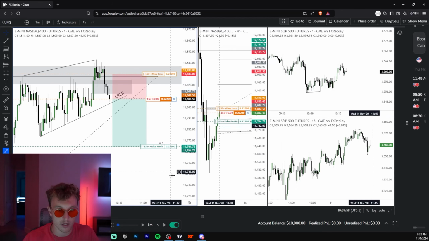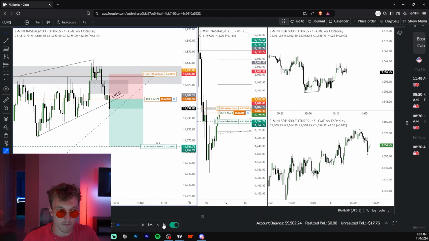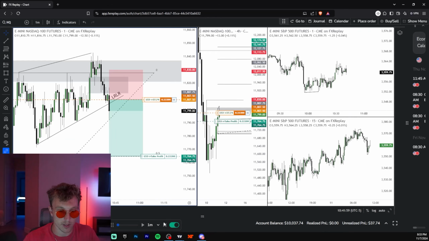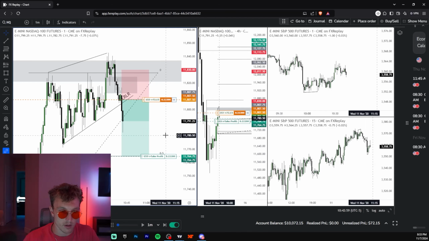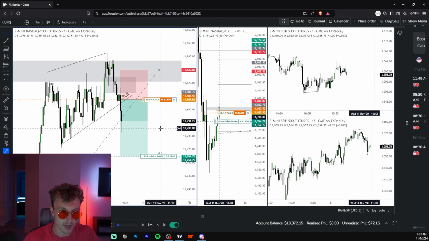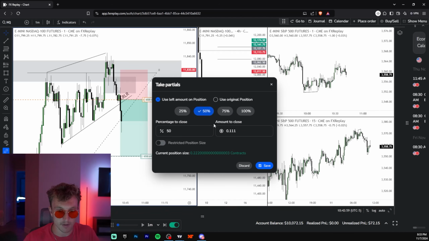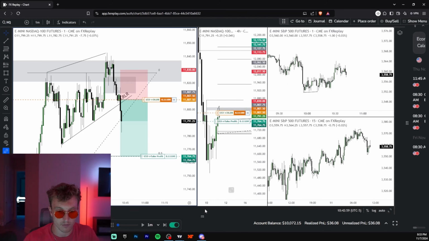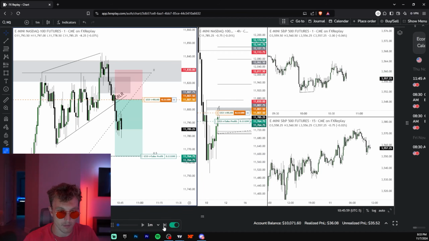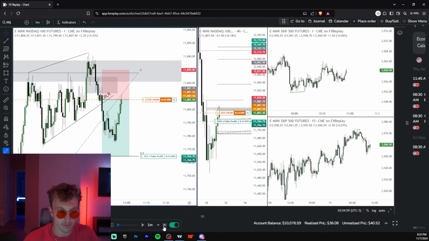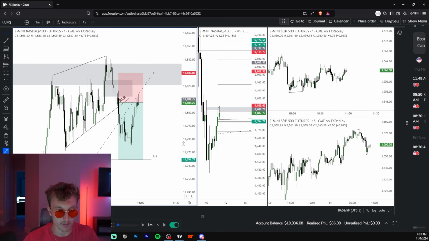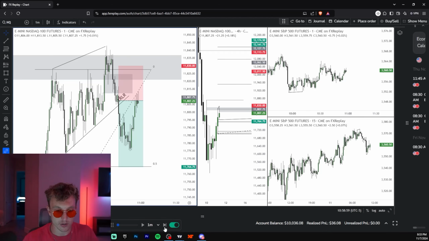So let's do save. Just play this out. Okay, so there's auto break even. Okay, so that's where I would probably scale some. So I'm actually going to scale half there. And then other half will get stopped to break even. So that was a good trade.